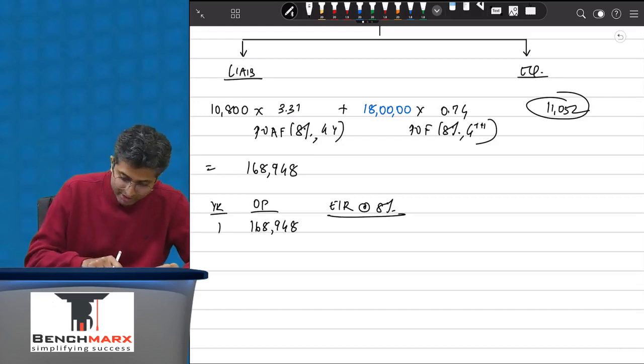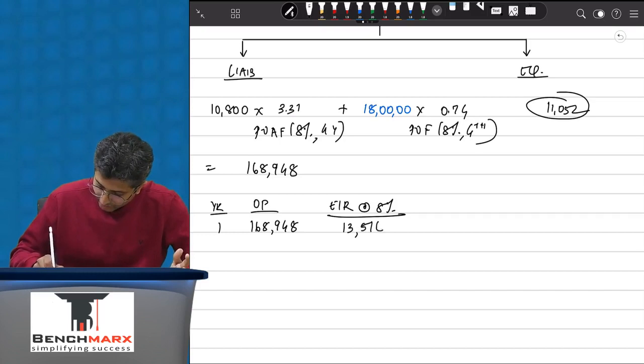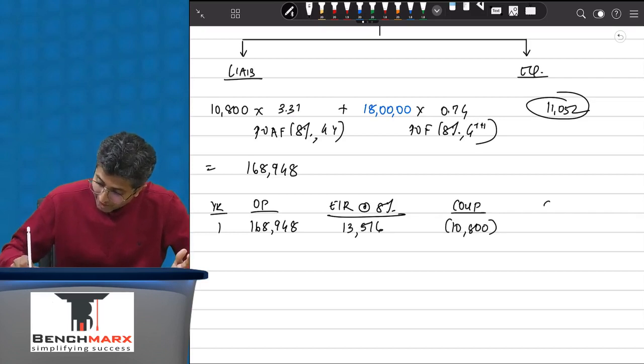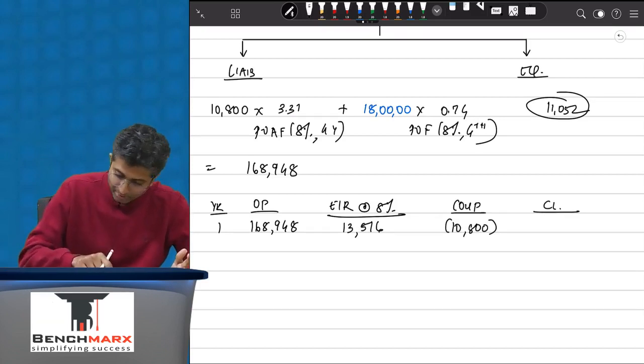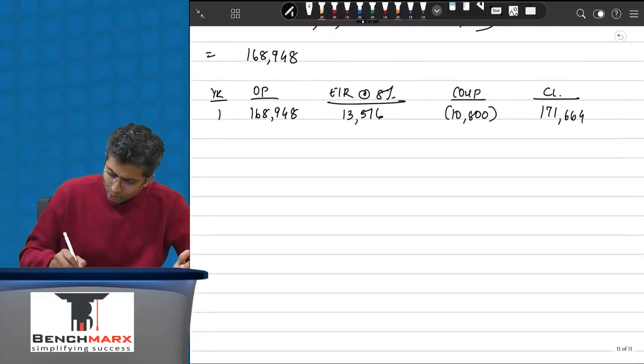So this is 168,948 into 8%, which is 13,516, less the coupon payment. The coupon payment is 10,800, and hence the closing value of the liability component will be 168,948 plus 13,516 less 10,800, which is 171,664. Okay, why did we do this?